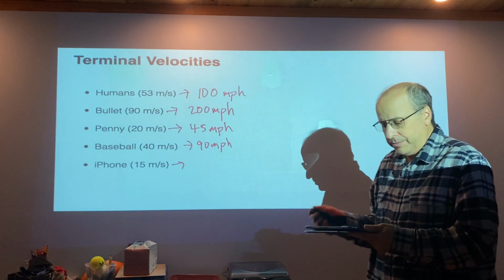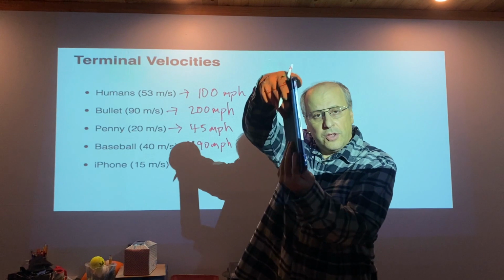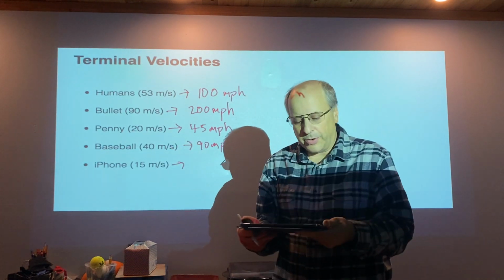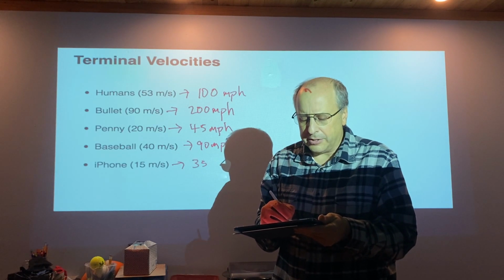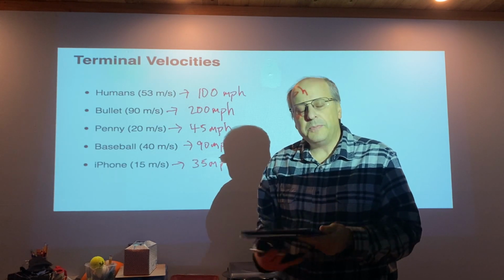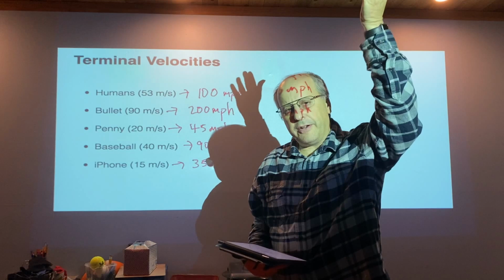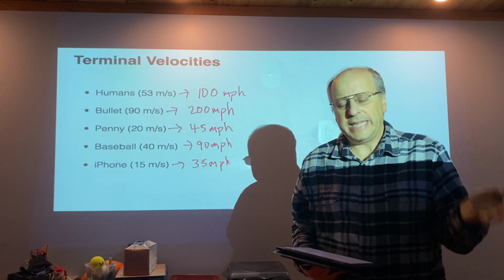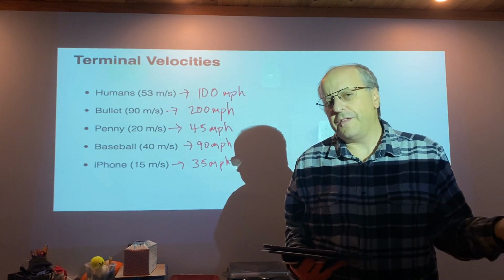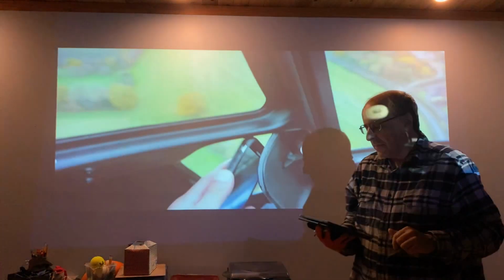Finally, an iPhone, and again, take it with a grain of salt because it depends on how the iPhone is oriented, but maybe around 35 miles an hour, which means dropping an iPhone from higher and higher heights, at some point, it doesn't matter how high it is because it can't get any faster than about 15 meters per second.